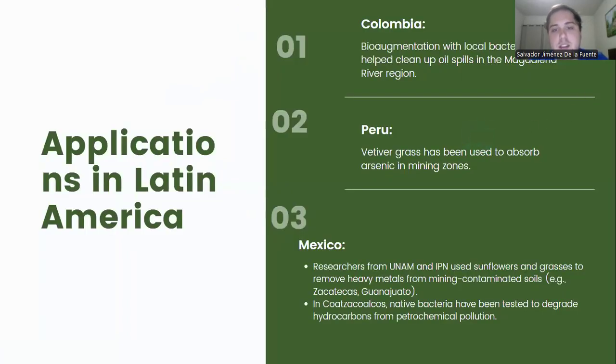Now let's look at real examples from Latin America where these methods have already been applied. For example, in Mexico, research teams from UNAM and Politecnico used sunflowers and grasses to remove heavy metals like lead and zinc from mining areas in Zacatecas and Guanajuato. In Peru, vetiver grass has been used effectively in mining zones to absorb arsenic from the soil. And in Colombia, bioaugmentation, adding specific microbes, has been applied to clean oil spills in rivers like the Magdalena.